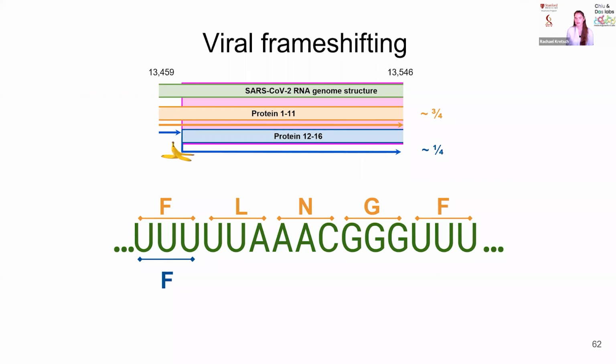Now what happens when we have slipping? So it starts normally, we have FLN, but this is when the slip happens. And what the slip means is instead of reading GGG, it slips back one and reads CGG, which makes R instead of G. So we start making different proteins. And then it continues reading GUU, which is V. So now we're making completely different proteins just by slipping back one base.